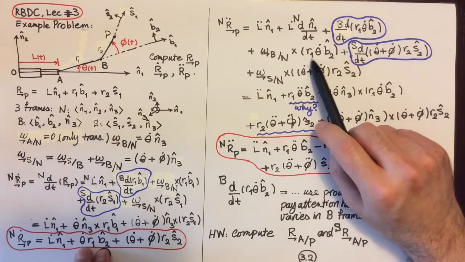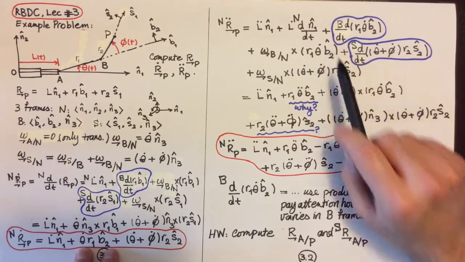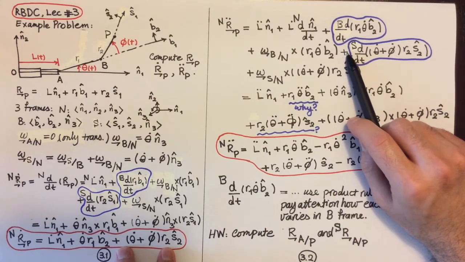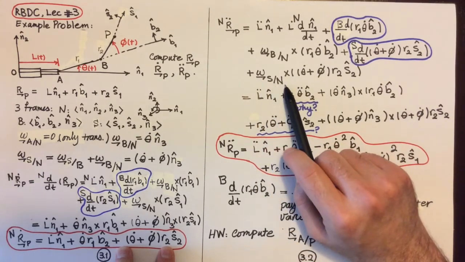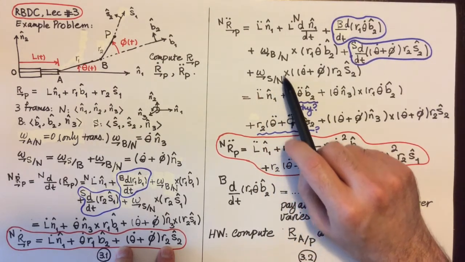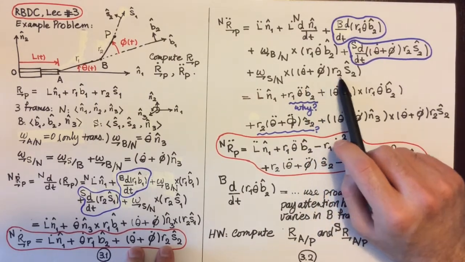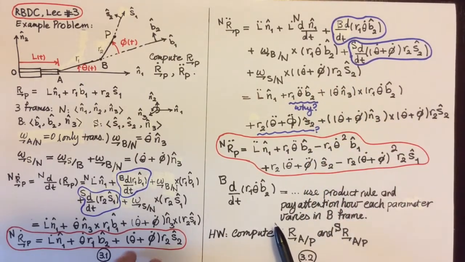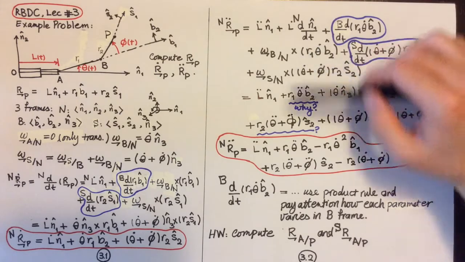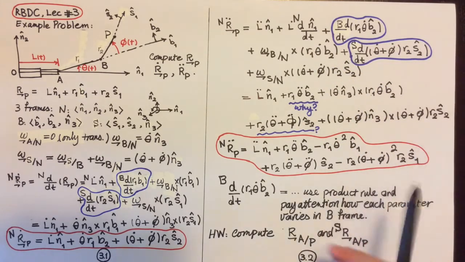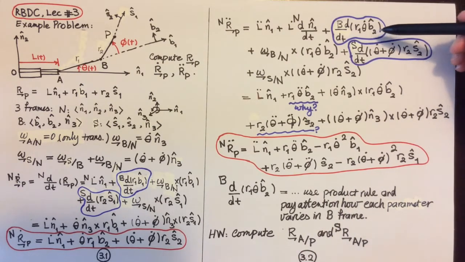Differentiate the second term in the B frame, plus omega B with respect to N again, cross this vector. This time I have R1 theta dot B2 hat plus differentiating this vector in the S frame, plus omega S versus N cross this vector, theta dot plus phi dot R2 S2 hat. Now pay very close attention to these two terms, because the rest is straightforward. The fundamental difference between computing velocity and acceleration is in these two terms.